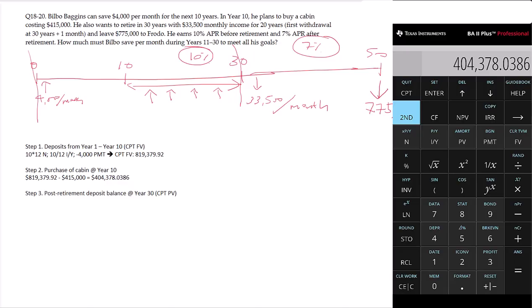Now from here, why don't we figure out the post-retirement deposit balance? So we're going to do a time lapse, time travel, and let's suppose that we made it to the retirement point. And from there, our goal is to be able to withdraw $33,500 every month at the post-retirement APR, of course, every month, plus inheriting $775,000 at the end of the 50th year. So to achieve that goal, how much do I need at the time of year 30?